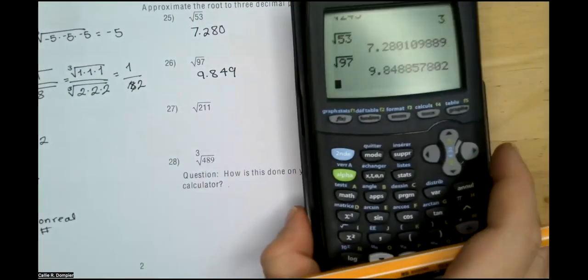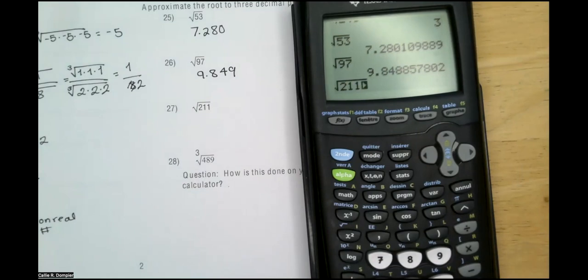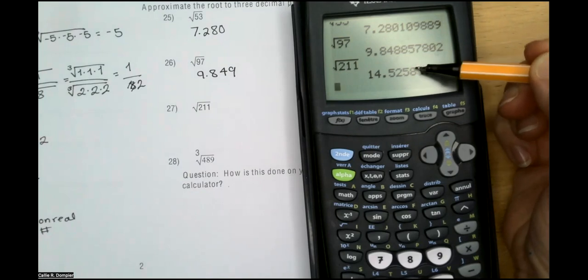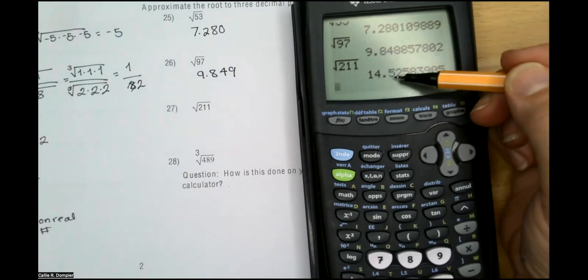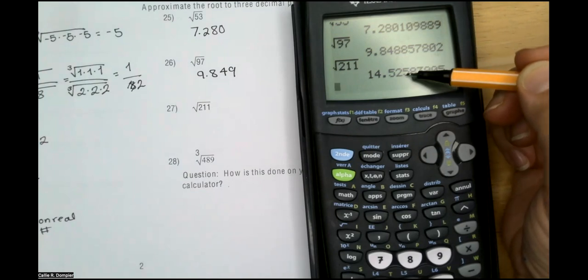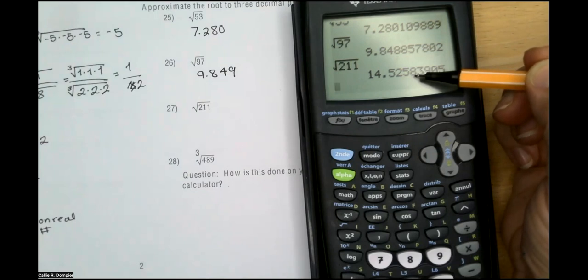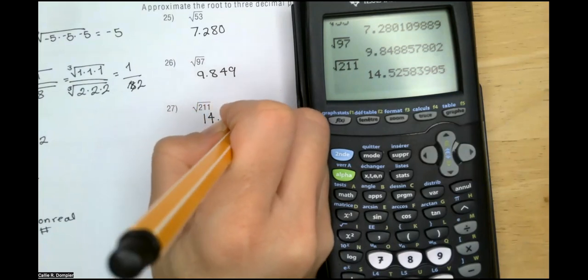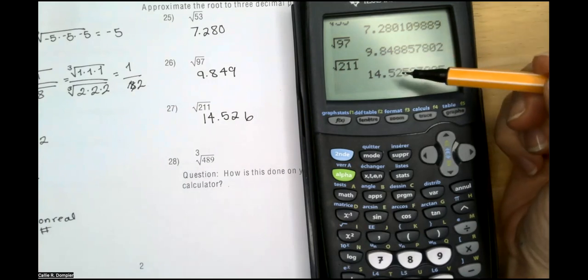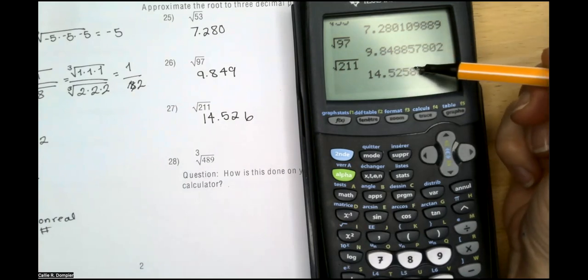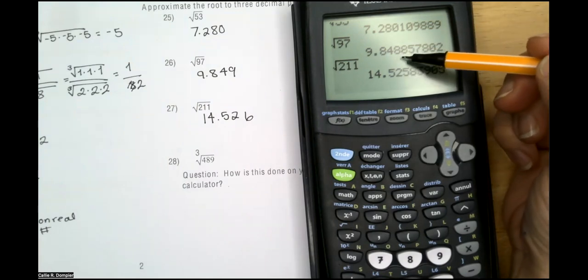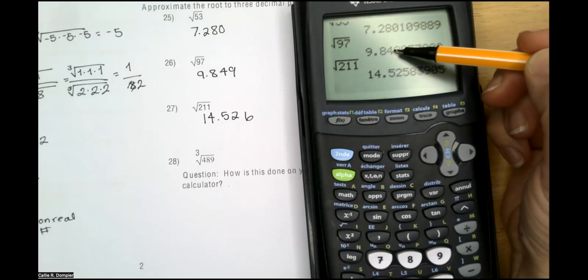The square root of 211, 14.5258. Again, that's an 8. That's a 5, 6, 7, or 8. We're going to say it's 14.526 because the number 58 is closer to 60 than it is to 50. If I had to round 58, I'm going to round 58 to 60 before I'm going to round it to 50. Same here. If I have 88, am I going to round 88 to 80 or 90? I'm going to round it to 90.